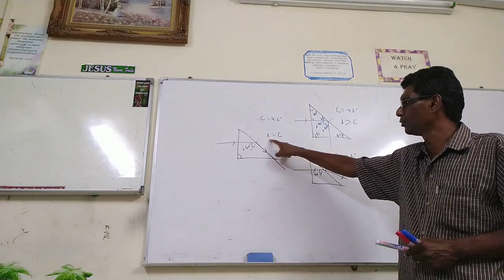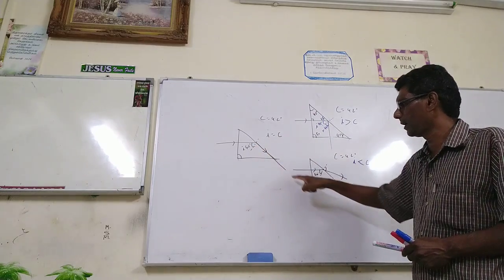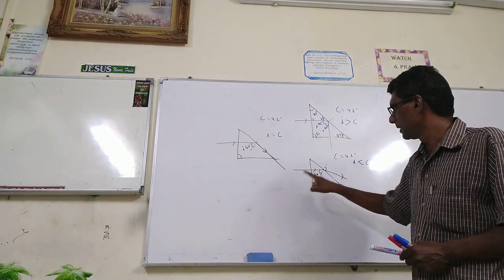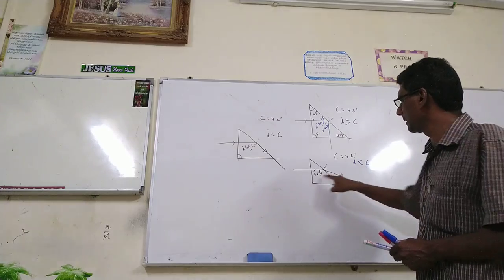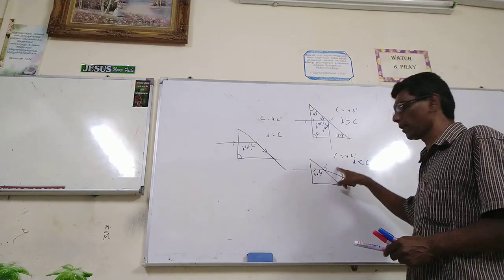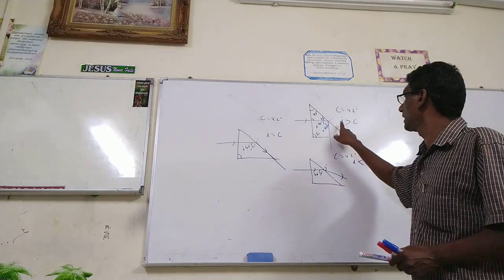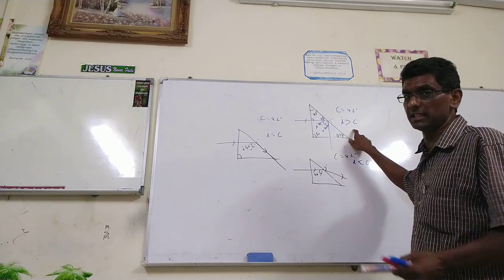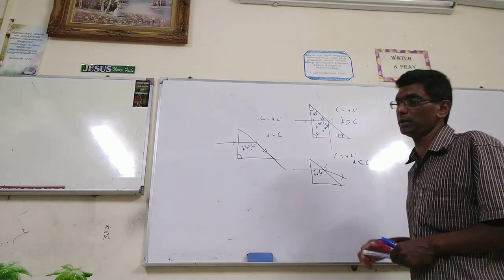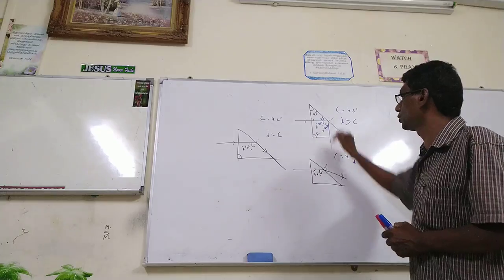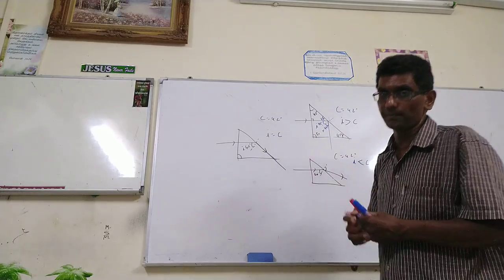Incident angle equal to C: the light ray refracts along the surface. Incident angle less than the critical angle: the light ray refracts out from the medium. Incident angle more than C, where C is the critical angle: the light experiences total internal reflection. Okay.